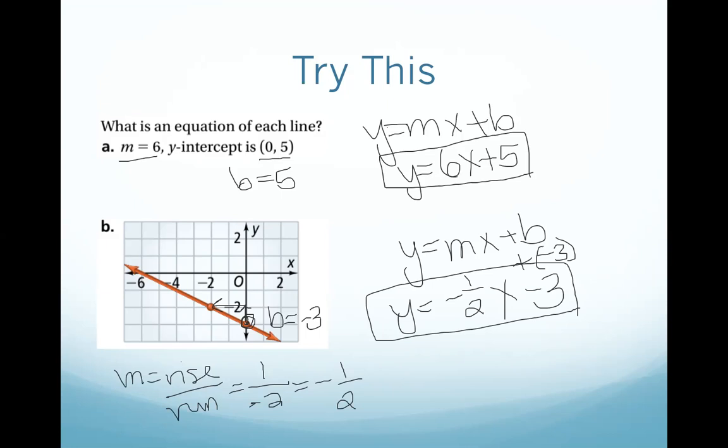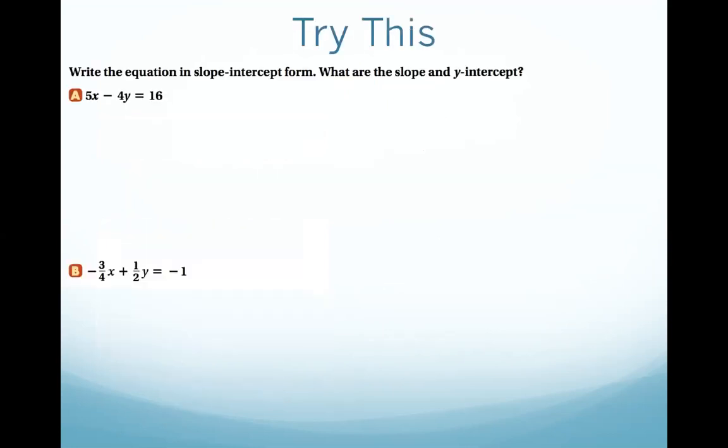Okay, let's take a look at our next example. Write the equation in slope-intercept form. What are the slope and the y-intercept? So again, we want to write this equation in slope-intercept form. I need to know what slope-intercept form looks like. We want y equals mx plus b. Notice that y is by itself. So in order to write these in slope-intercept form, I need to get y by itself.